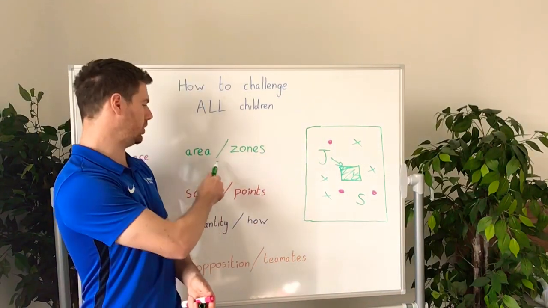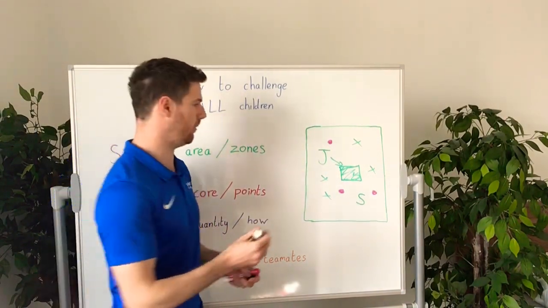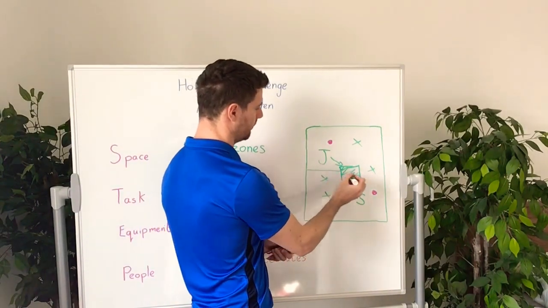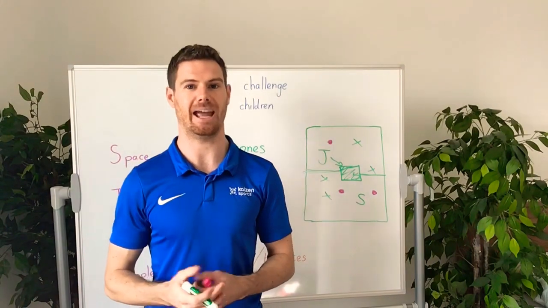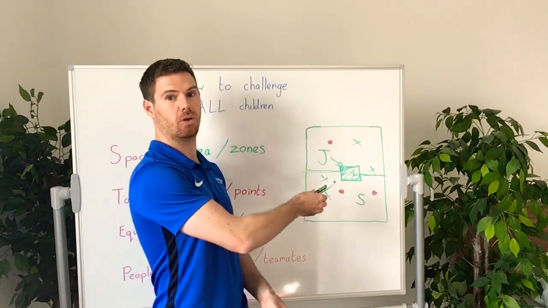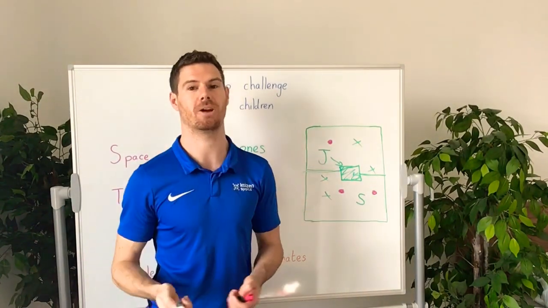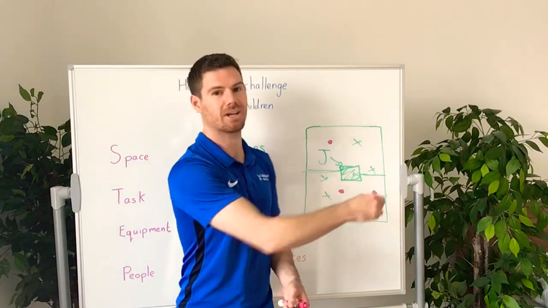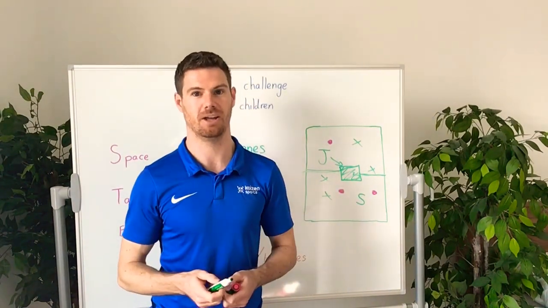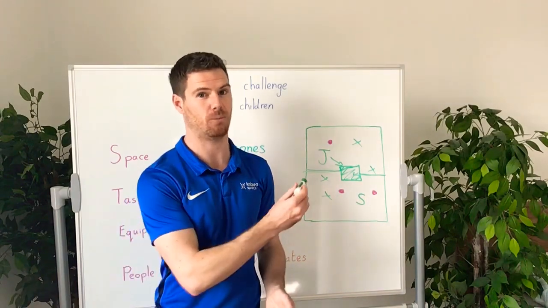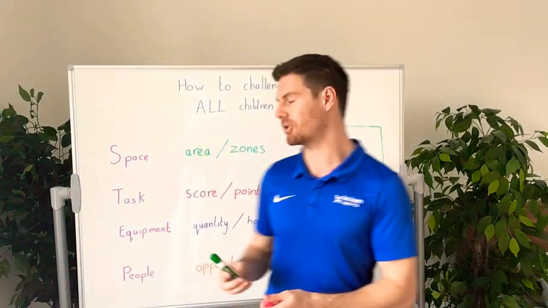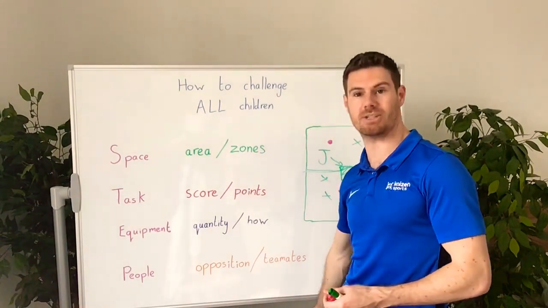We can also look to use different areas as well. For example, we could cut our playing area into two. Jack's got the luxury of being able to move wherever he wants. Sophie just has to stay inside one of the halves. Because she's got less space available to her, it's going to be that much more difficult to keep away from those defenders.